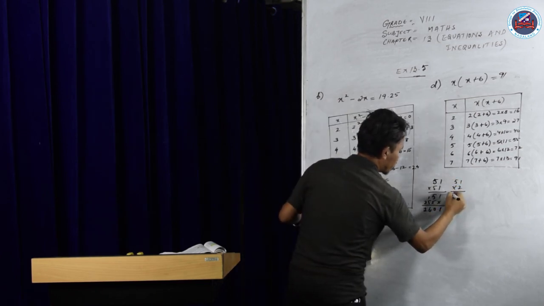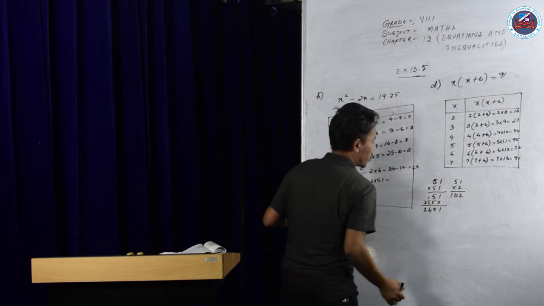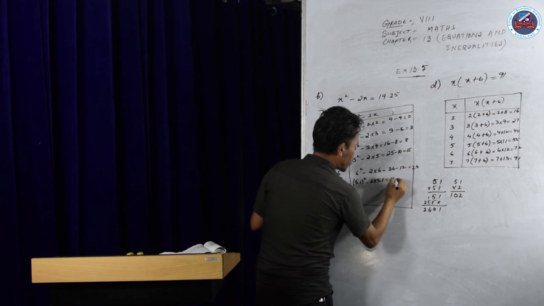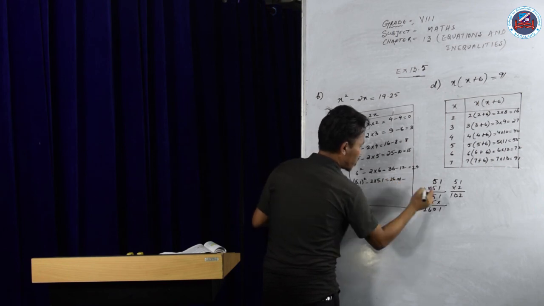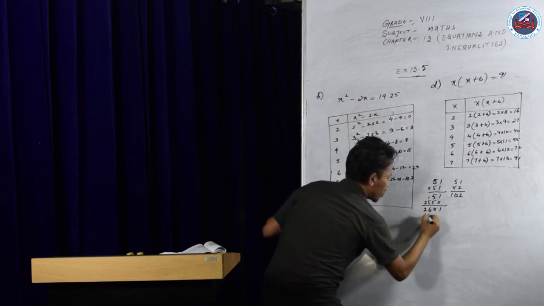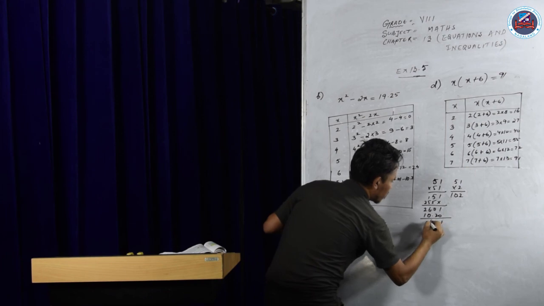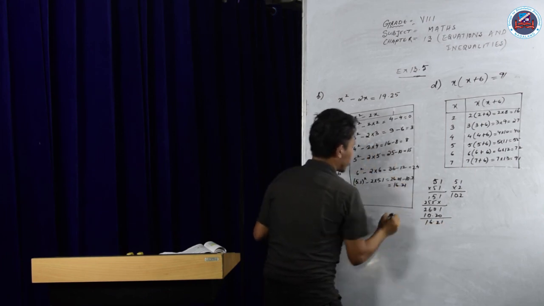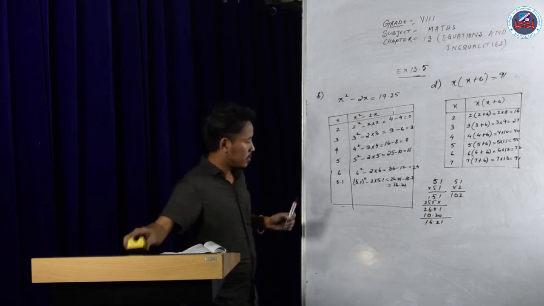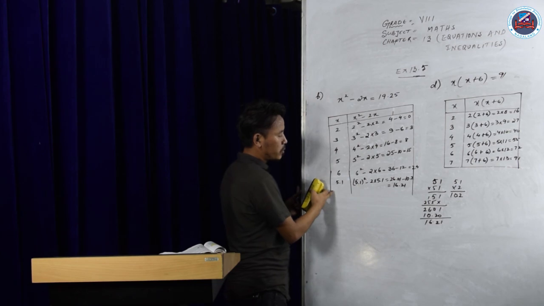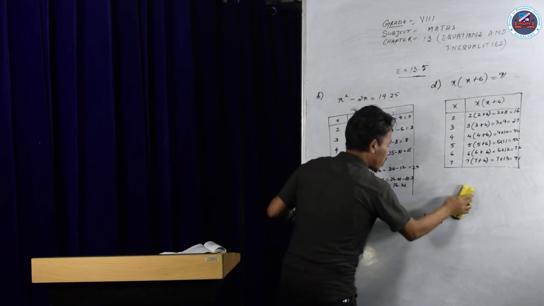Then 5.1 into 2 I get as 10.2. So 26.01 minus 10.2 gives me 16.21. Okay? Accordingly, let's move on again. Now we have used 5.1. Let's use 5.2.